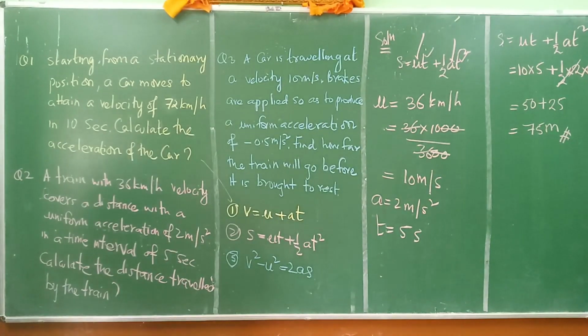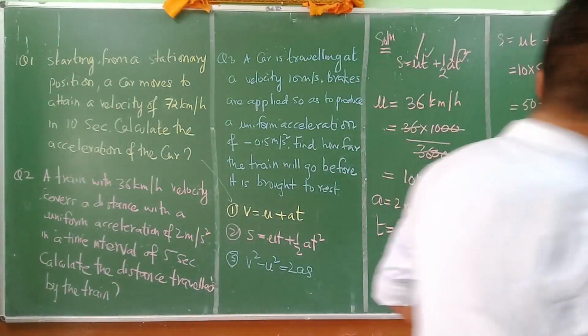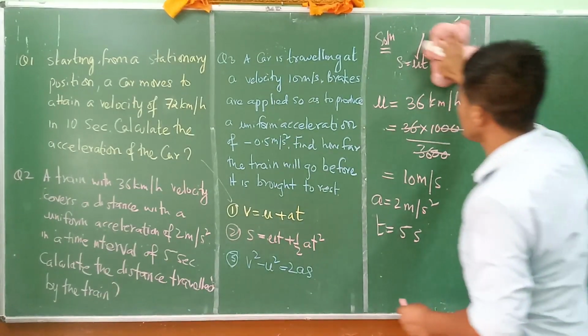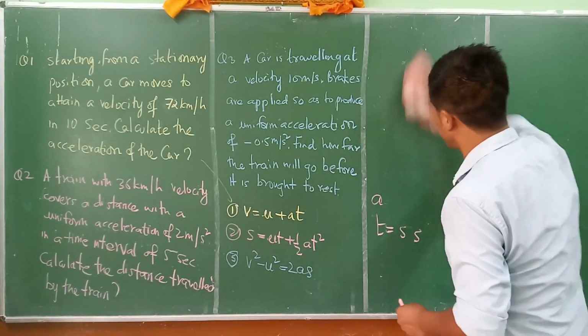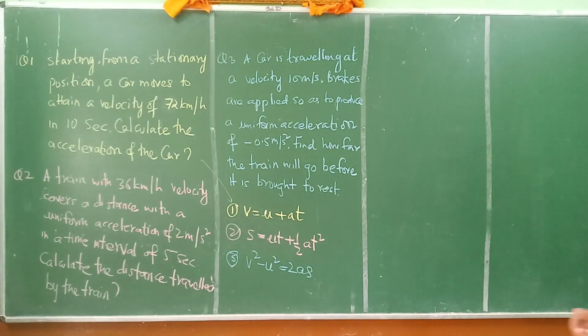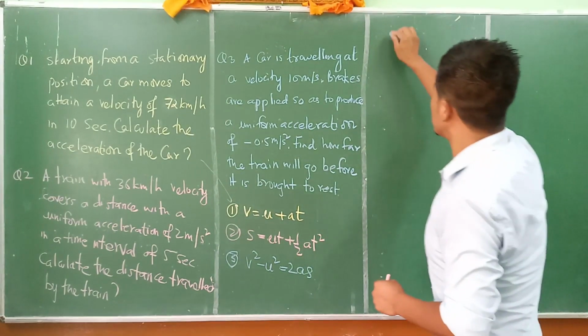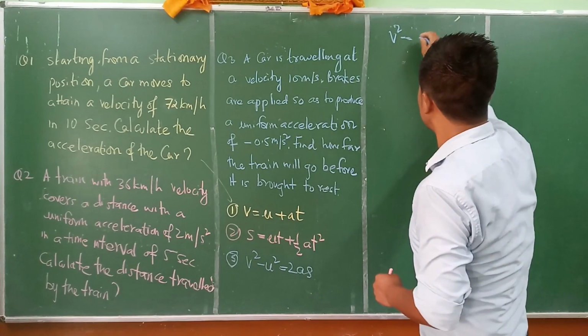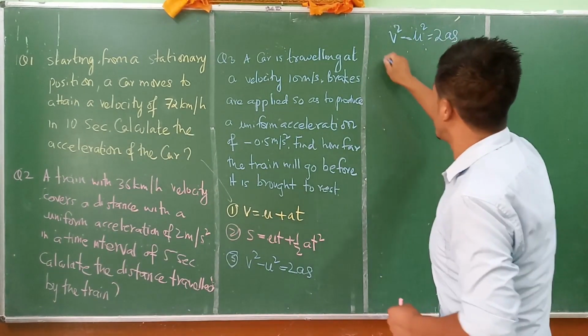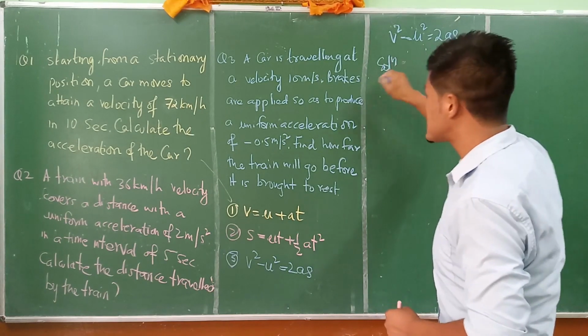Is that clear? Okay. Now we will go for the third one. Okay, so the third one is the formula V square minus U square is equal to 2AS. Again, we are going to write the solution as this.